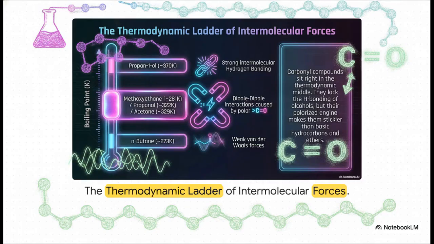To put that into perspective, this polarized engine places carbonyls right smack in the middle of the thermodynamic ladder. At the bottom, you've got a basic hydrocarbon like n-butane, boiling around 273 Kelvin because it only has really weak van der Waals forces. At the very top, an alcohol like propan-1-ol boils at 370 Kelvin thanks to strong hydrogen bonding. But right in the middle, around 322 Kelvin, we find our carbonyl compounds, like propanal and acetone. They don't have the heavy hydrogen bonding of alcohols, but that polarized engine creates dipole-dipole interactions, which makes them significantly stickier than your basic hydrocarbons.